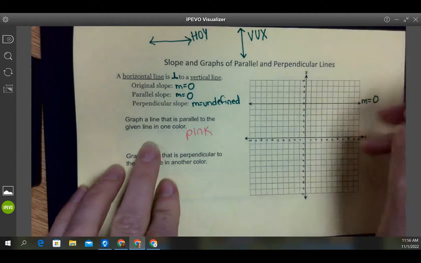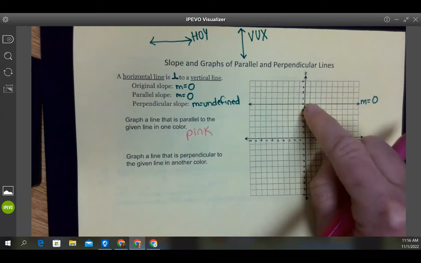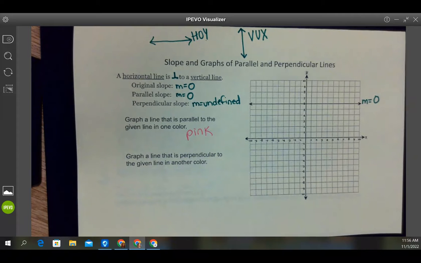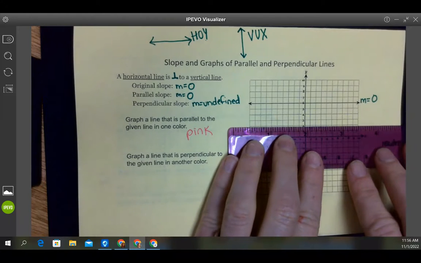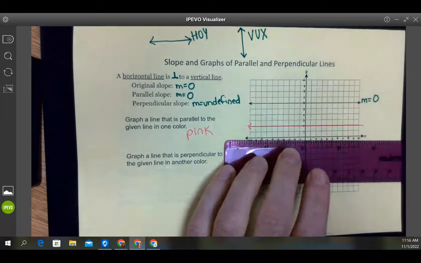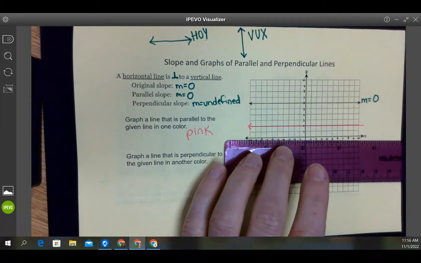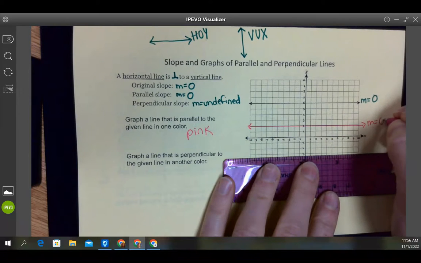So a parallel line. So think about this line. Something that's parallel is going to have the exact same slope. Slope is 0. So it's also going to be a horizontal line. It can be anywhere on this grid. I'm going to put mine at y equals 2. These are parallel to each other.